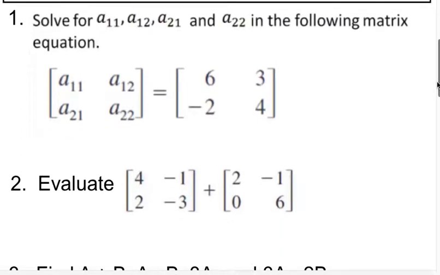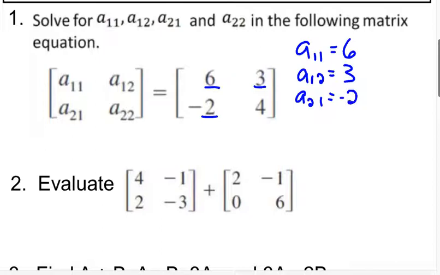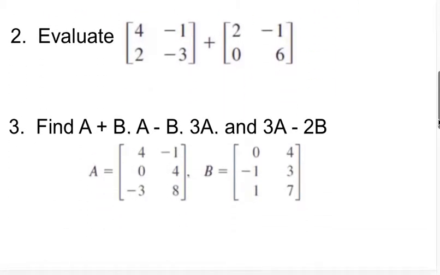So number one, this is almost too obvious, we want to find out what the entry A11 is. Remember, A11 is the entry in row 1, column 1. So A11, well, it's this thing, 6. A12, the thing in row 1, column 2, is 3. A21 is in row 2, column 1, that's -2. And A22 is in row 2, column 2, which is 4. Done.